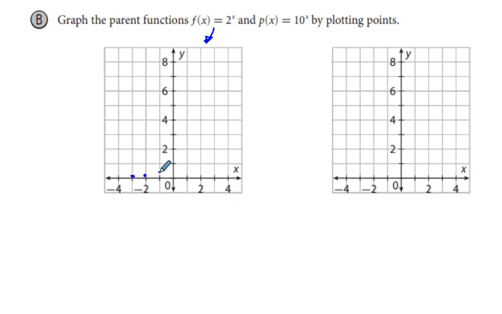Times 2 is 1/2. Times 2 is 1. And again, for an input of 1, times 2 is 2. And 2 times 2 is 4. 4 times 2 is 8. And so this is what our graph is going to look like.